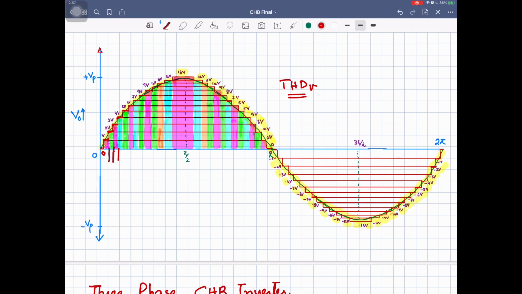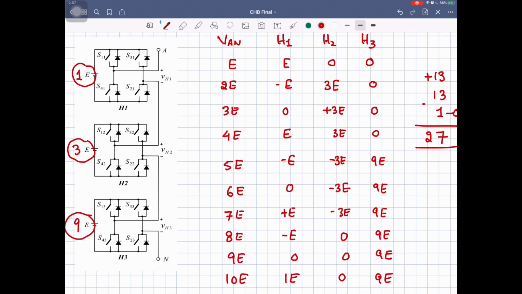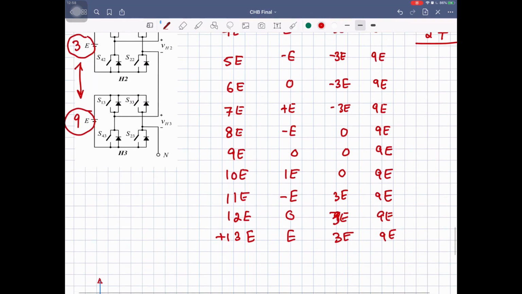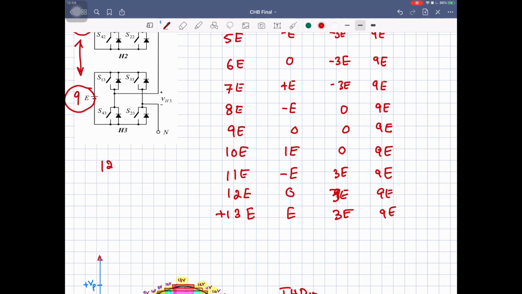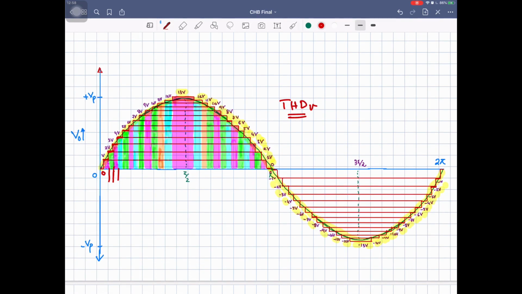Similarly, if you increase the number of H bridges in one arm, let's suppose you go for 4 H bridges, then by selecting the DC sources multiple of each other, you can get 125 levels or even higher in the output voltage waveform, and that will be nearly a sine wave. So you can get a very high quality voltage waveform. So that's the advantage of the multi-level inverters.